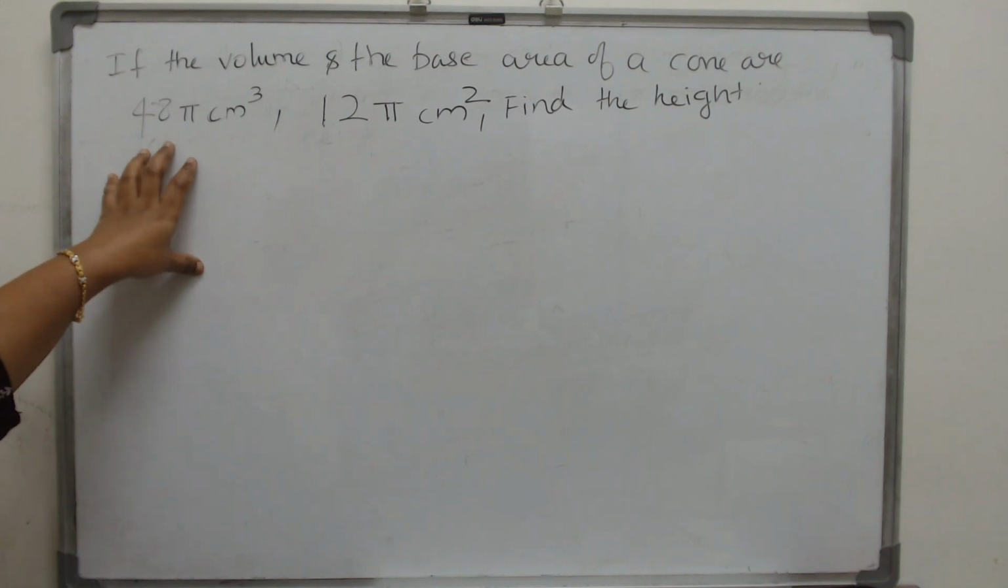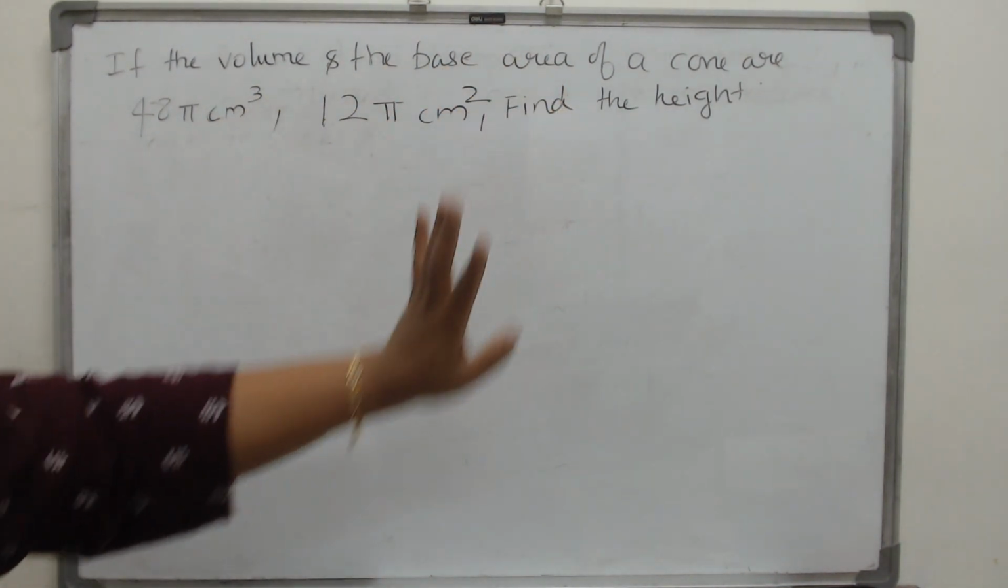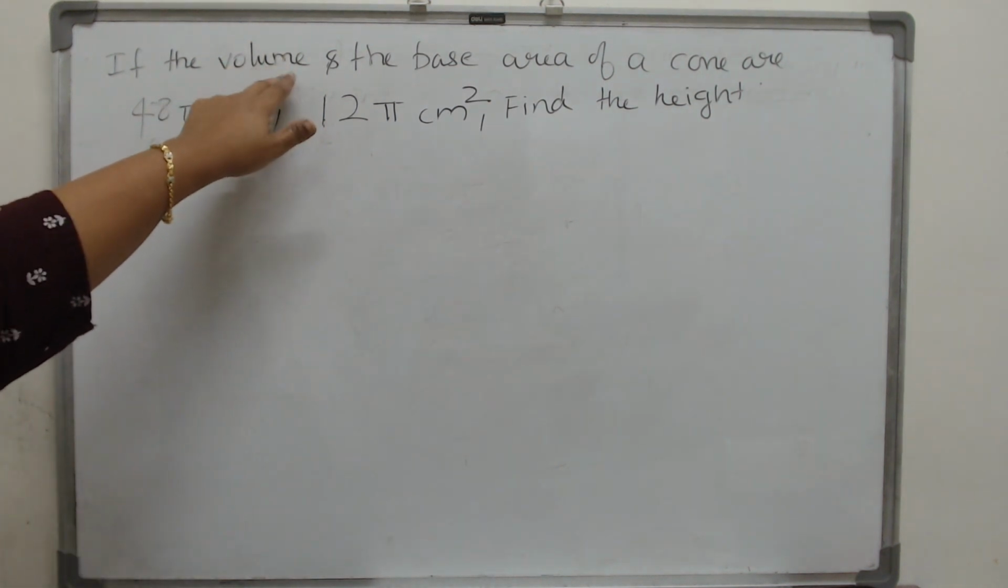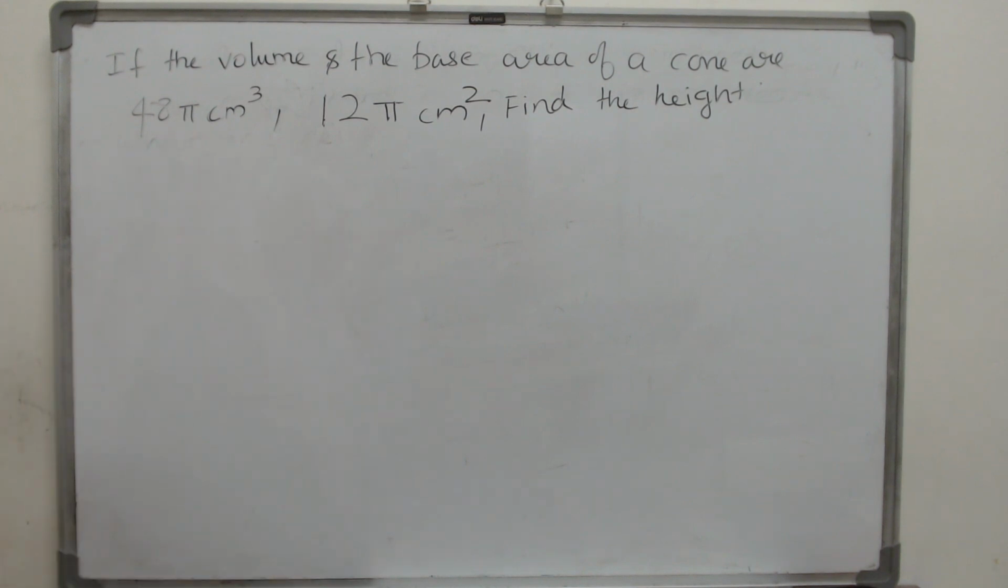Now what does the question say? We are given the volume, we are given the base area, you have to find the height. But did you notice this? In both of these, pi is given. So if we are lucky, that is just going to get cancelled. Now we will write down the formula and see.